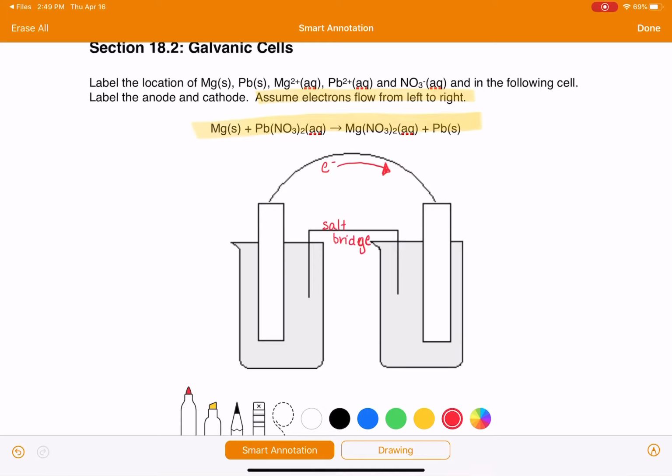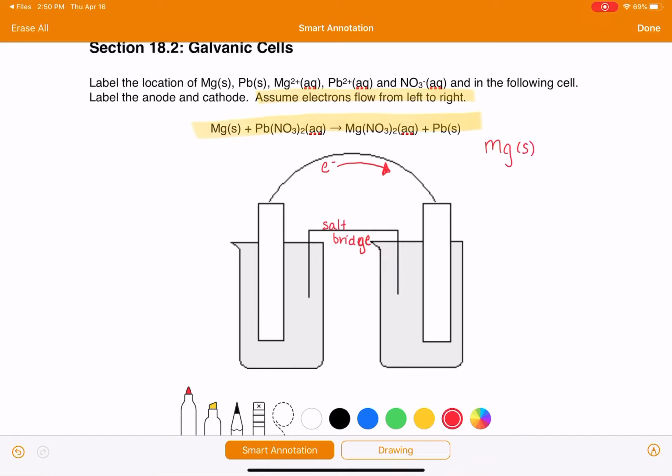Bridge has a G in it. And so for us to be able to figure out what is where, we have to think about the half reactions of this redox reaction. We don't have to completely analyze it, but what we do need to think about is what's a solid, what are the ions, and which directions are the electrons going.